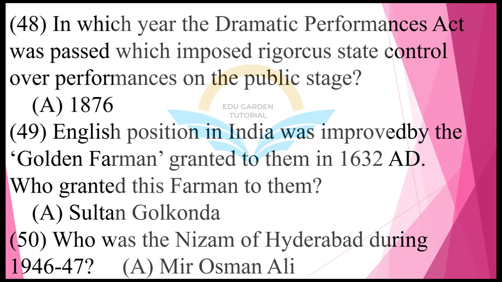Next one. English position in India was improved by the golden firman granted to them in 1632 AD. Who granted this firman to them? Answer, Sultan Golconda.